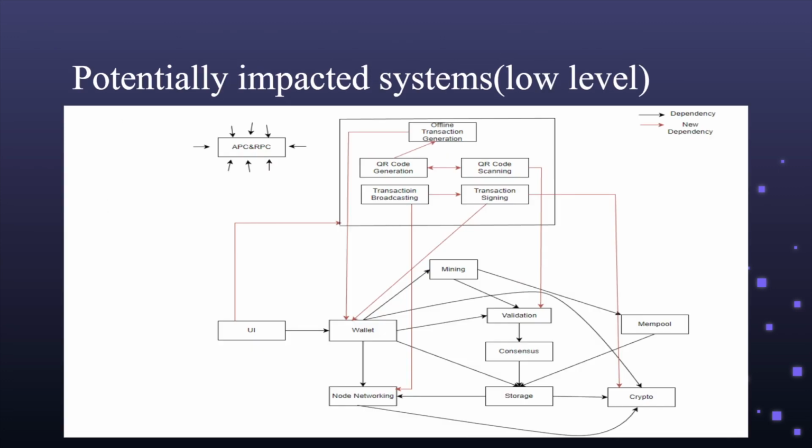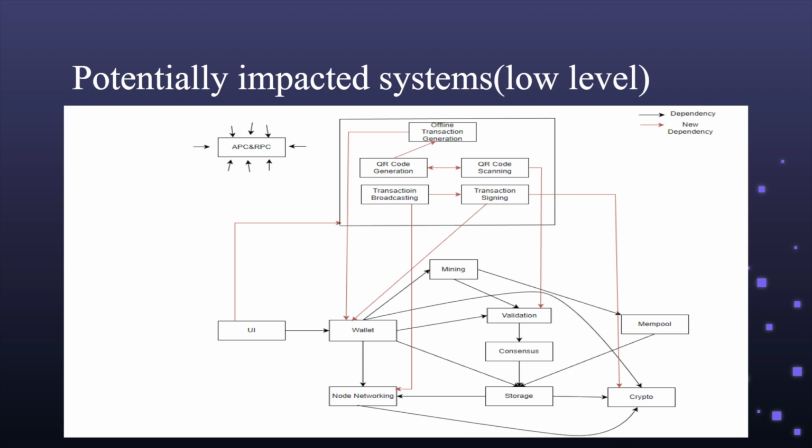Potentially impacted systems: to let the whole system interaction work generally with a new feature enhancement, we believe that there are 5 submodules inside offline transaction that will have dependencies on other modules. Offline transaction generation depends on wallet. QR code generation depends on offline transaction. QR code generation and QR code scanning depend on each other. QR code generation depends on offline transaction generation. QR code scanning scans the generated QR code.